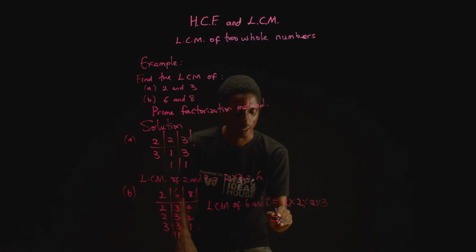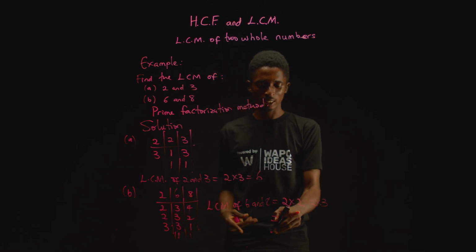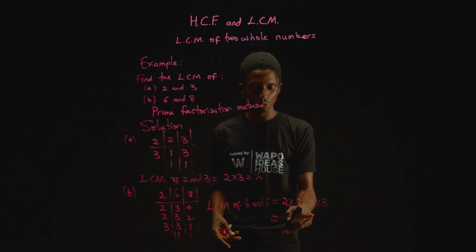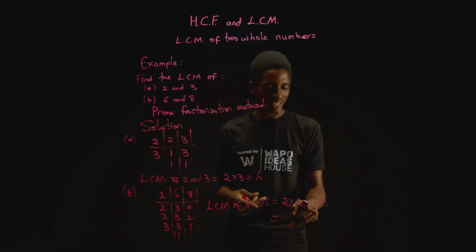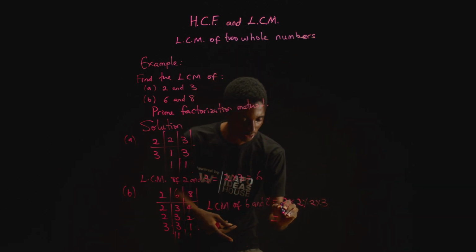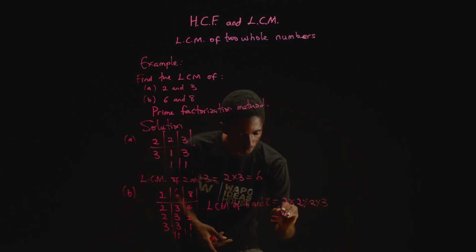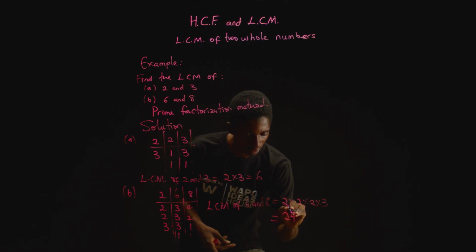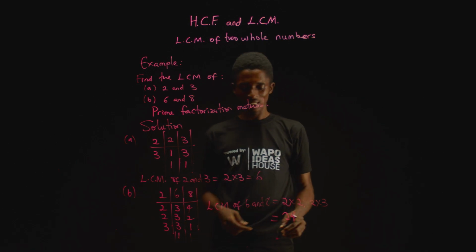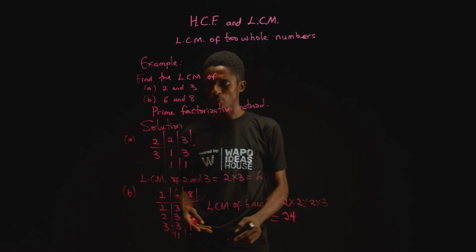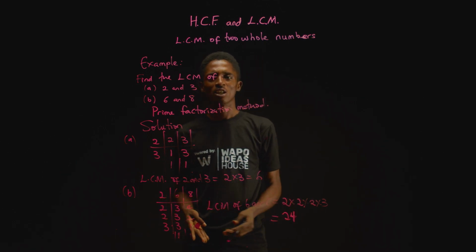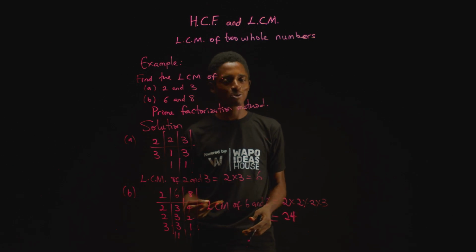3. Now, 2 times 2 is 4. 4 times 2 is 8. And 8 times 3 would give us 24. That is the lowest common multiple of 6 and 8. You can apply this method to 2 other numbers.